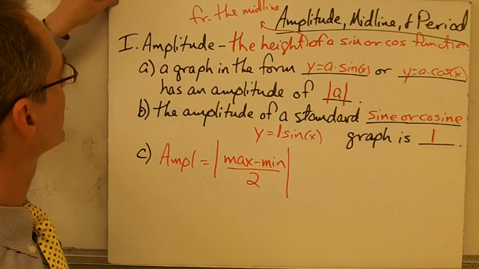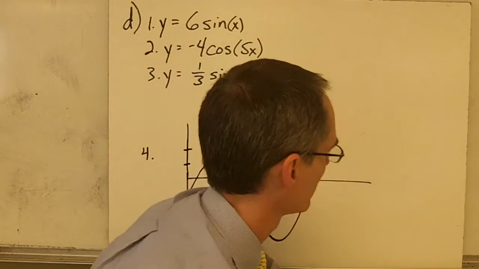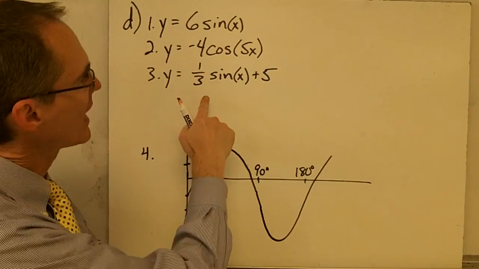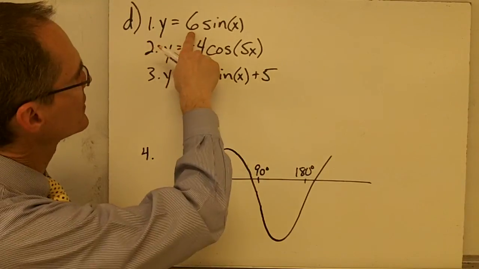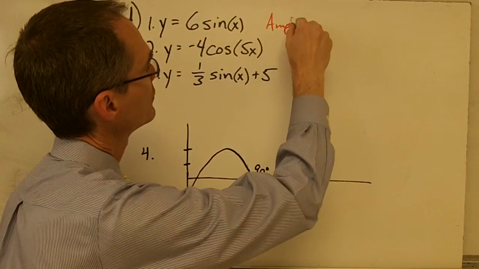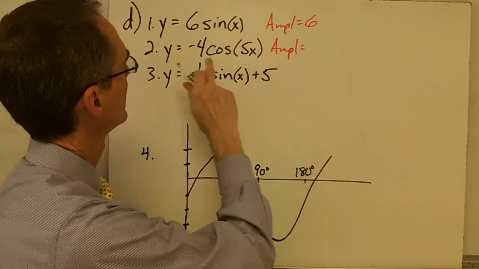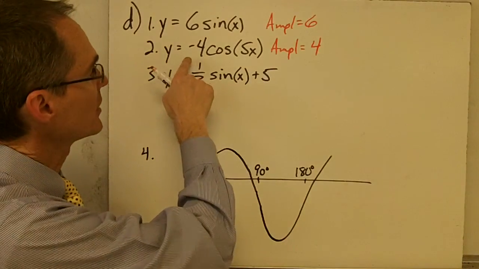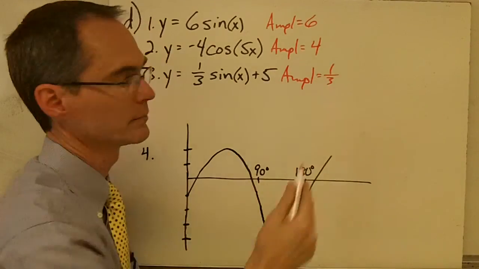All right, so let's take a look at these example problems here. For problem number 1, it says, what is the amplitude of each of the following functions? Well, when I have an algebraic expression of the function, finding the amplitude is really easy. It's always just the absolute value of this number in the front. So my amplitude for number 1 is 6. The amplitude for number 2 is going to be 4. Notice it's not negative 4, because I take the absolute value of this number here in front. And the amplitude of number 3 is just 1/3.